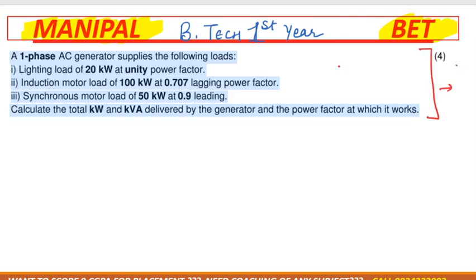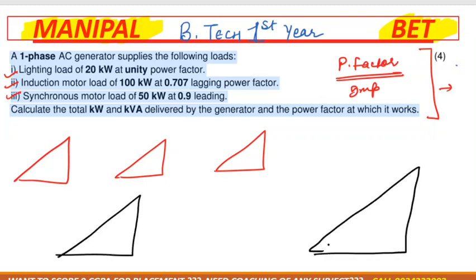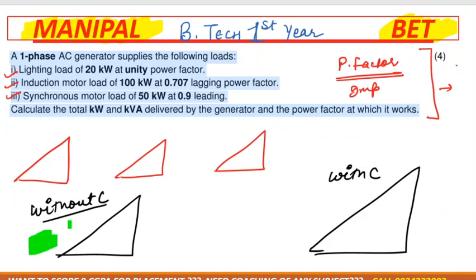This is the question of power factor improvement, and every time you'll get this question. In this, they have given you three loads: 1, 2, 3. Combine them, make a single power triangle, and then the power triangle with capacitor, right? This is without capacitor. So 80% of the cases they'll give you this one directly. But now we have to calculate this one by using these three loads.